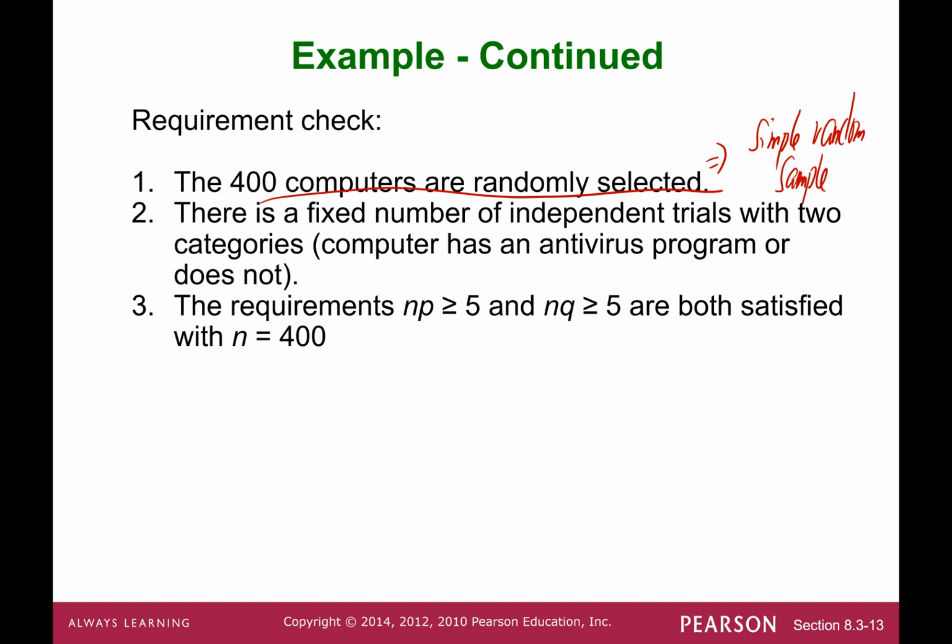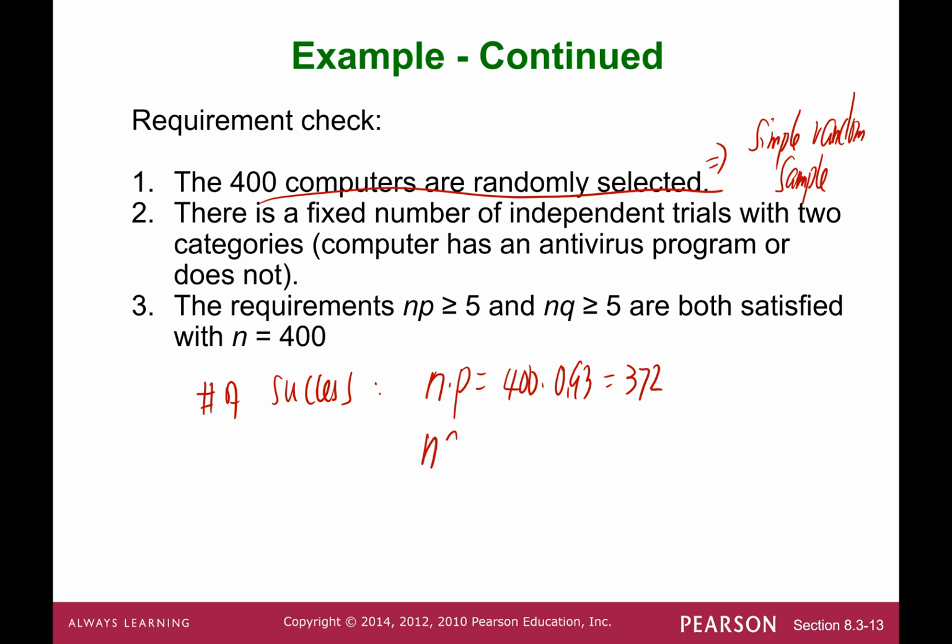And that's a fixed number of trials with two categories, so it satisfies the binomial probability distribution. Requirement: np greater than or equal to 5. The number of successes should be np, and so np is 400 times 0.93, which turned out to be 372.